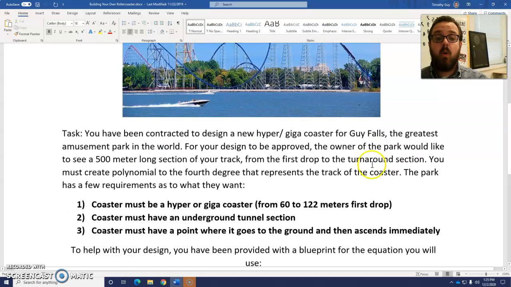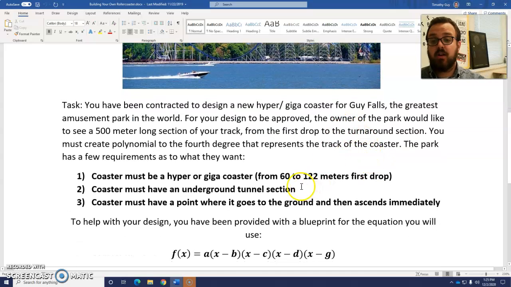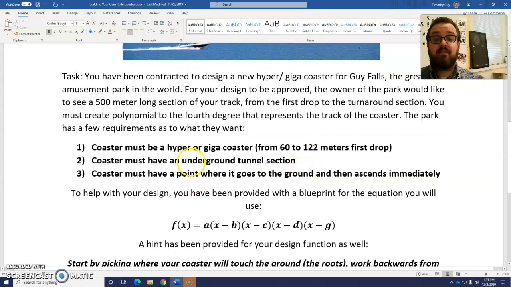The requirements set on your roller coaster are that the first drop has to be between 60 to 122 meters, okay? So you're going to be showing me the first 500 meters. That first drop needs between 60 to 122 meters. If you do not meet that requirement, you will lose points, okay? You must have an underground tunnel section. So there must be a point where your roller coaster goes under the ground and then comes back up. And then your coaster must have a point where it goes to the ground and then ascends immediately. So it touches down and then goes up.